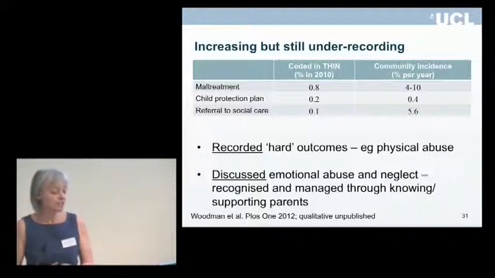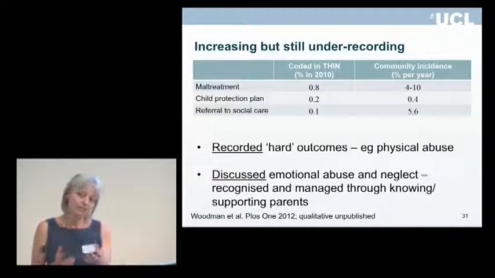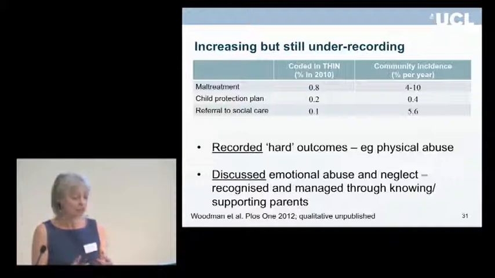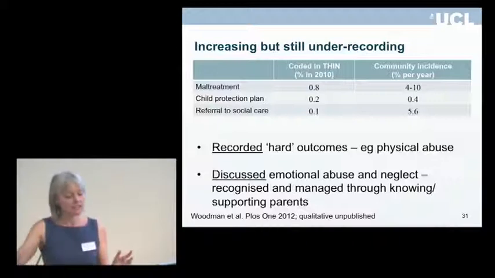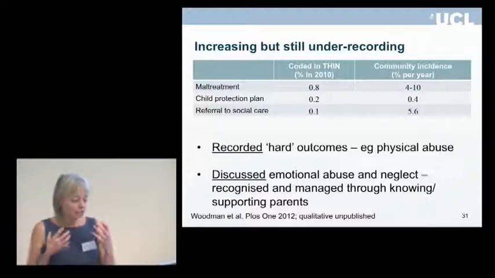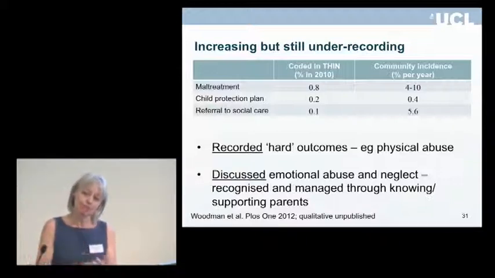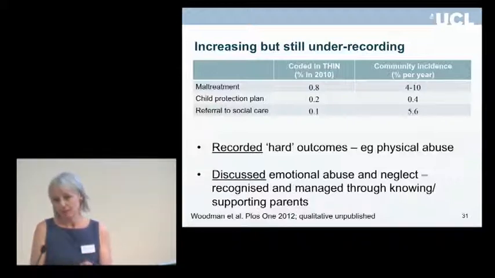She's also done some qualitative research, which is not published yet, and the difference was striking. What we saw was that the GPs recorded hard outcomes, such as physical abuse. Remember, GP records can be seen by the parents, and the child can see them when they're 18. So you have to be very careful about what you put in GP records. What they discussed in 11 practices in qualitative interviews was emotional abuse and neglect. These were the families that were keeping them awake at night, that they were doing a lot of work with, who they were recognising and managing through knowing and supporting parents.